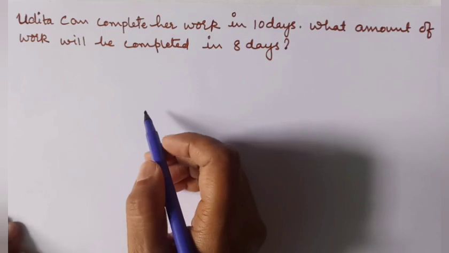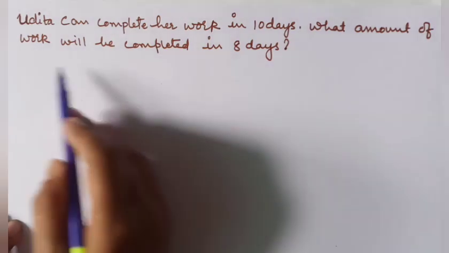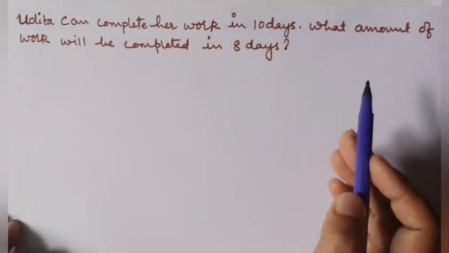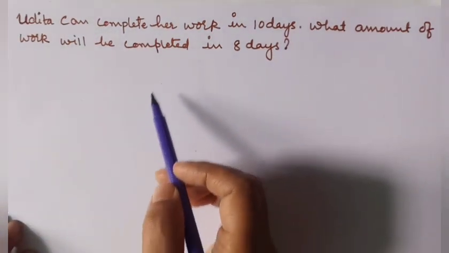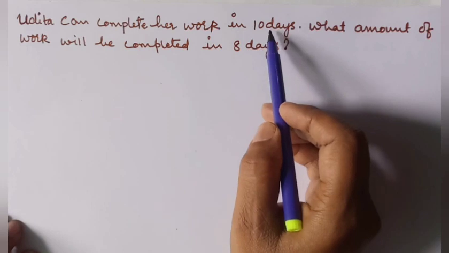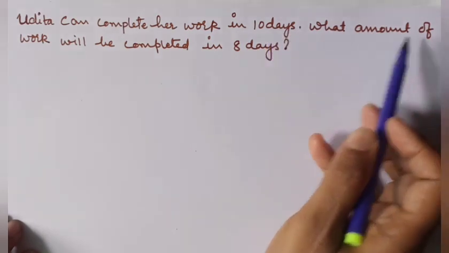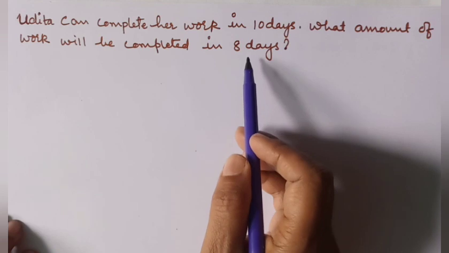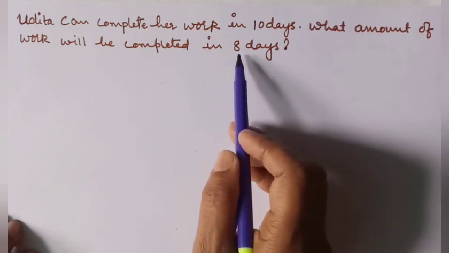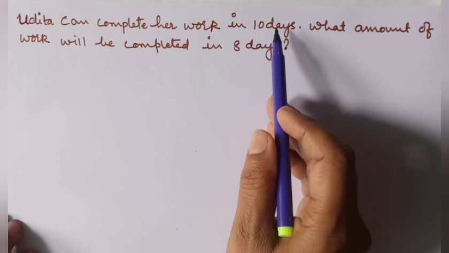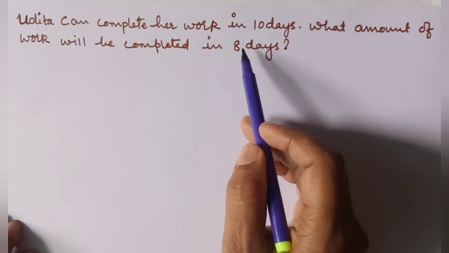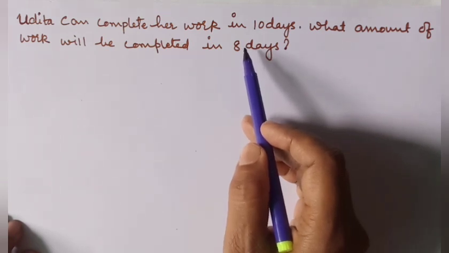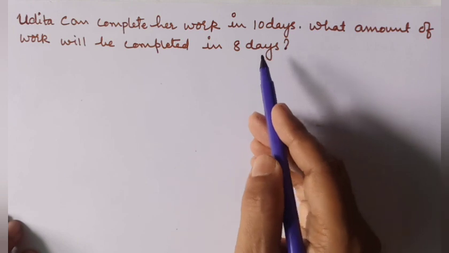Yes, dear children, Udita can complete her work in 10 days. What amount of work will be completed in 8 days? See here, a particular work has been assigned to Udita, and that work she can do alone in 10 days. So what amount of work will be completed in 8 days? She cannot complete it fully in 8 days because she needs 10 days to complete it. So if less time is given, less amount of work will be done by Udita. So what can we say? We can say that this is the case of direct variation.